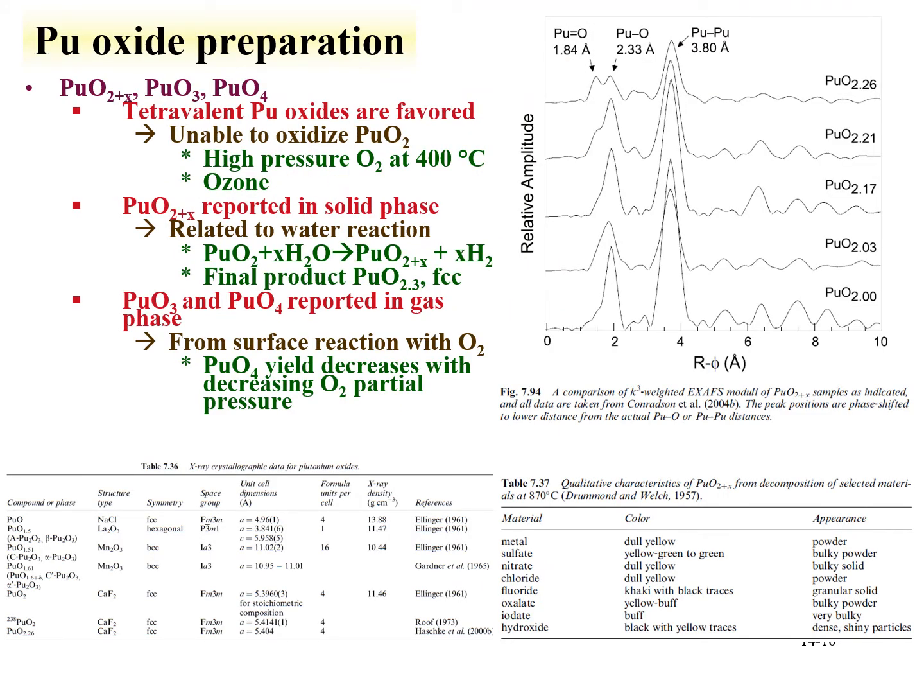Other plutonium oxides include the hyperstoichiometric PuO2 plus X, and other oxidized forms, so PuO3 and PuO4. Tetravalent plutonium oxides tend to be favored. Often you're unable to oxidize the dioxide even at high pressure oxygen at 400 degrees or in ozone. However, PuO2 plus X has been reported in the solid phase.